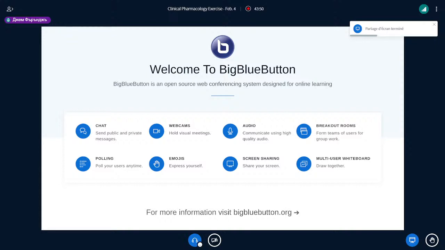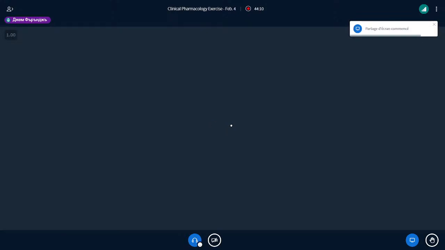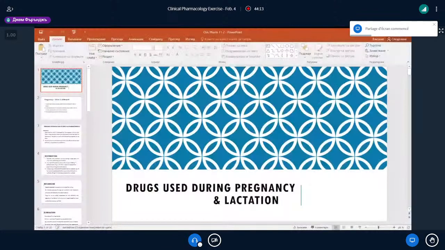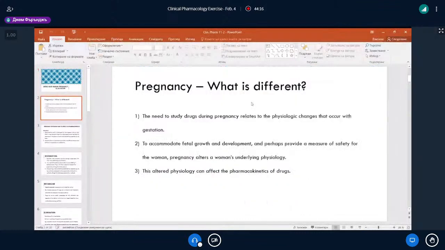Now we'll continue with the second part of the exercise, which is even shorter. So if you have a few more minutes, we'll finish quickly. Let me open the presentation. Okay, so drugs used during pregnancy and lactation. Pregnancy, what is different? So a lot of different changes occur during pregnancy. I am sure that you know in detail about these changes from your obstetrics lectures and exercises.